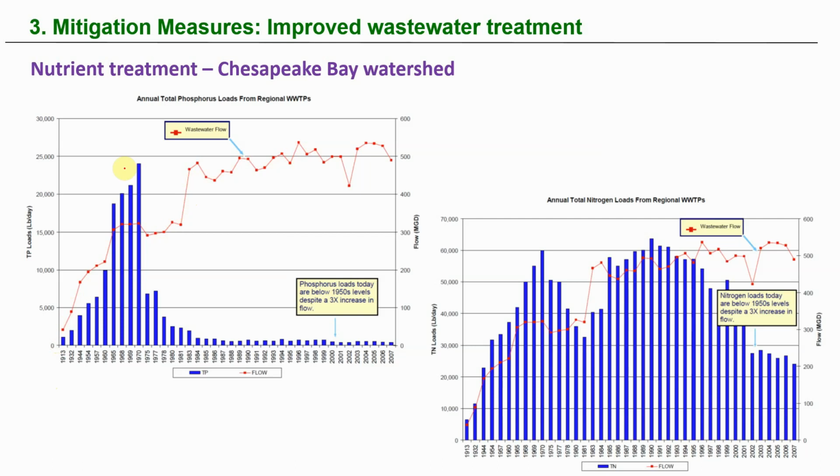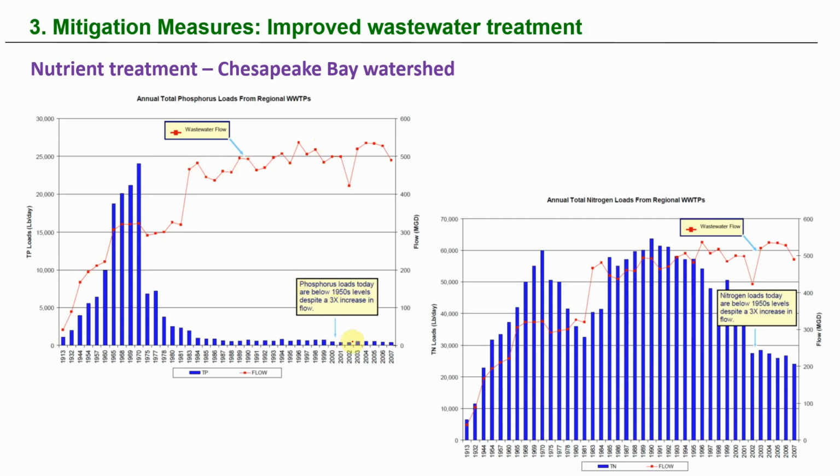However, starting in the 70s, the Chesapeake Bay watershed implemented a really big program to start removing phosphorus from its wastewater. They started treating its wastewater. What they were able to do was, at first the phosphorus went up due to industrial activity, then they started to remove it, and this massively decreased the amount of phosphorus coming out in the wastewater, even though the amount of wastewater was still going up.